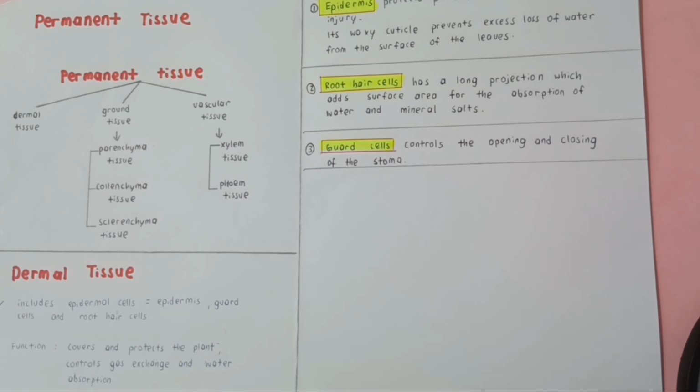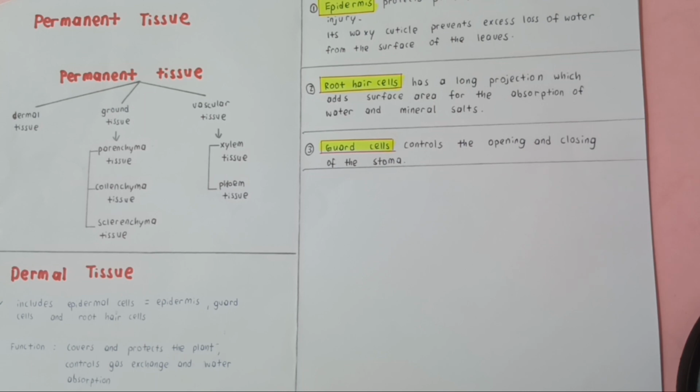First one, the cell that can be found in dermal tissue, the epidermis. The function is to protect the plant from mechanical injury. Then the second one, the waxy cuticle on it prevents excess loss of water from the surface of the leaf, so that the water can be stored and be utilized for the life process of the plant.